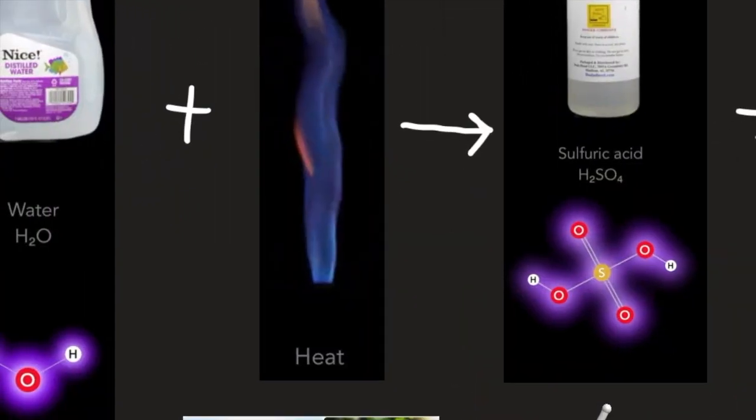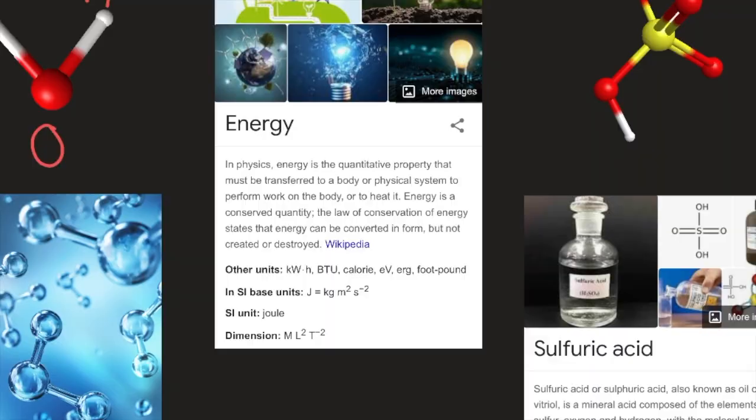Continuing on. When you add heat, heat is just energy. In physics, energy is the quantitative property that must be transferred to a body or physical system to perform work on the body or to heat it. Energy is a conserved quantity. The law of conservation of energy states that energy can be converted in form, but not created or destroyed.